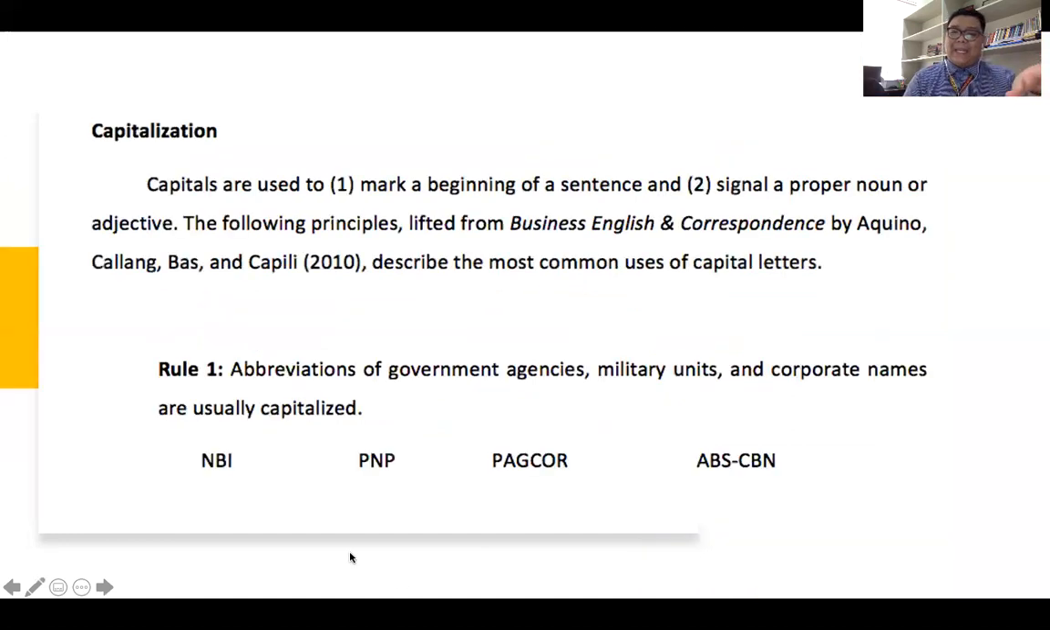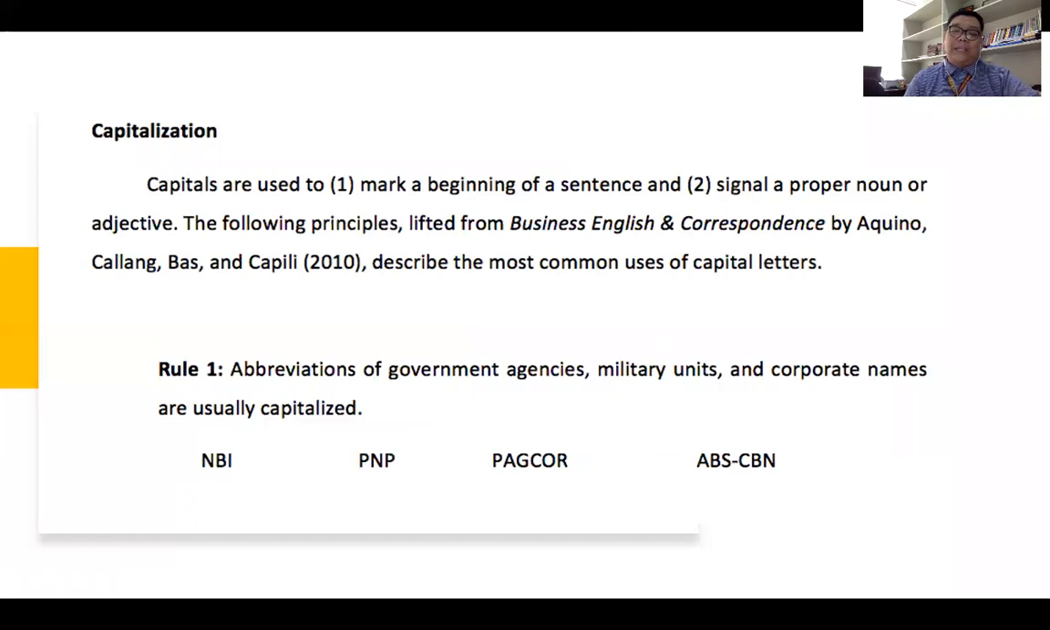So apart from spelling, it is also vital to know certain mechanical rules when it comes to capitalization. Capitals are used, first, to mark the beginning of a sentence. We know this elementary fact. Second, to signal a proper noun or adjective. Now, the following principles from Aquino, Calang, Bas, and Capili in 2010 describe the most common uses of capital letters.